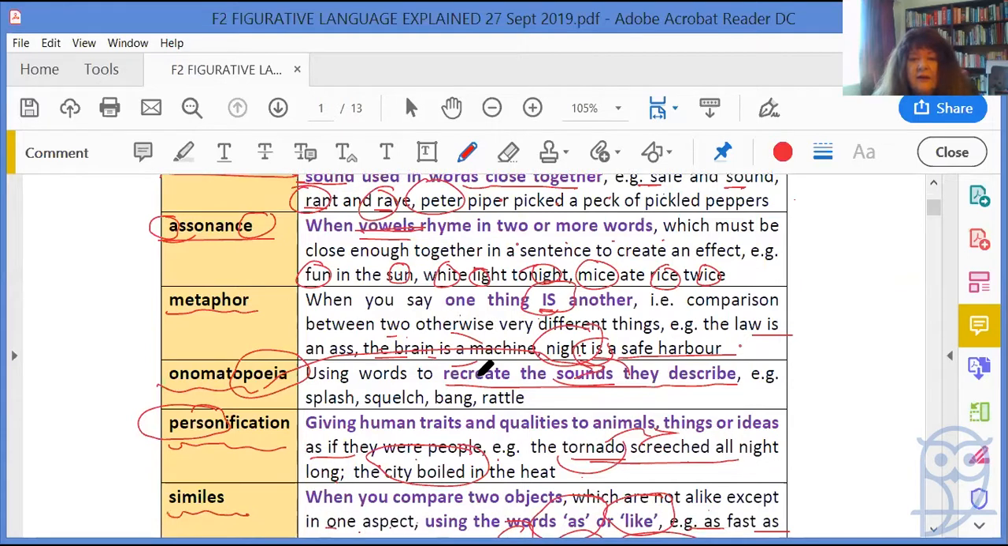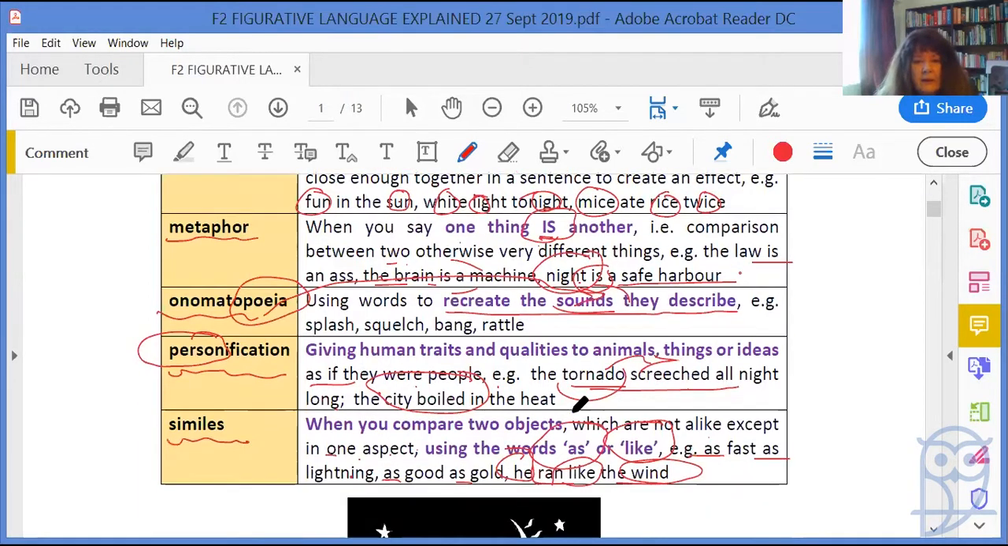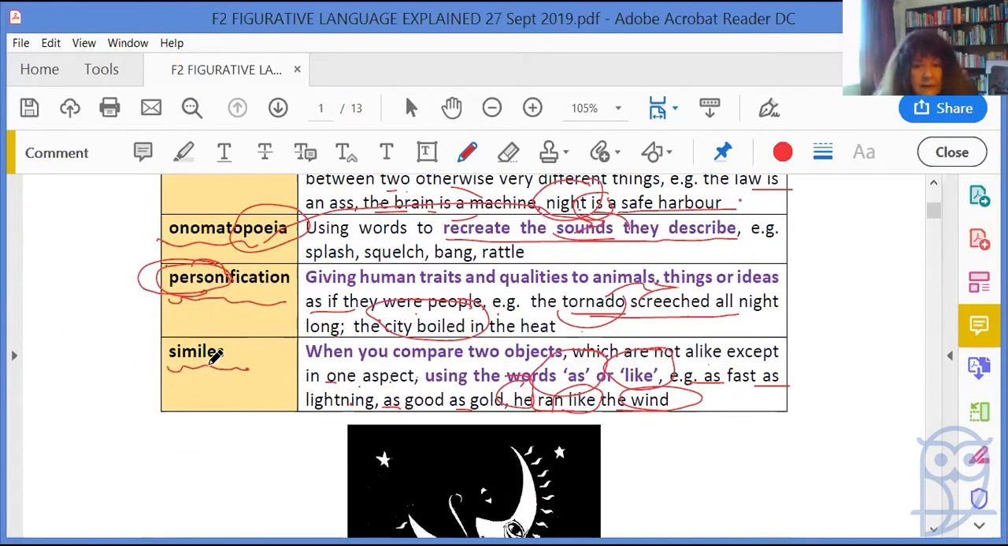Metaphor, when we're saying one thing is another. Onomatopoeia, using words to recreate the sound. So onomatopoeia just means a sound. Buzzing of a bee, that sort of thing. And personification, you're making things, ideas, animals, into human traits and qualities. You're making it into like a person. Personification. Okay, and the last one we've got is the simile. When you compare two objects which are not alike, except in one aspect, and you'll pick it out easily because it's always got the word as or like in it. Okay, I hope everyone's got that in there.